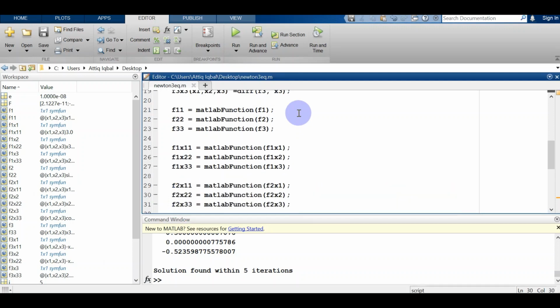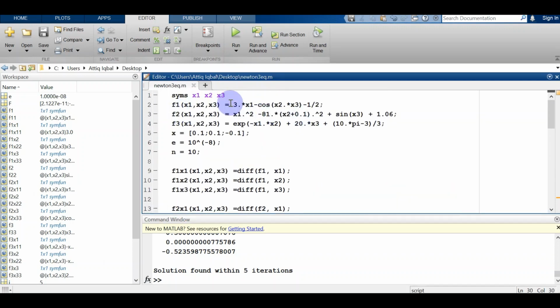You can make this code general by using input commands on the right-hand side instead of using these functions, or you can introduce your three nonlinear functions here along with your initial guess vector, your tolerance, and your number of iterations, and this code will work for your system of nonlinear equations too. But your nonlinear equations should be 3 in number. For 4 nonlinear equations, you have to write the script again. That's it. That's all about the Newton-Raphson method to solve a system of nonlinear equations.